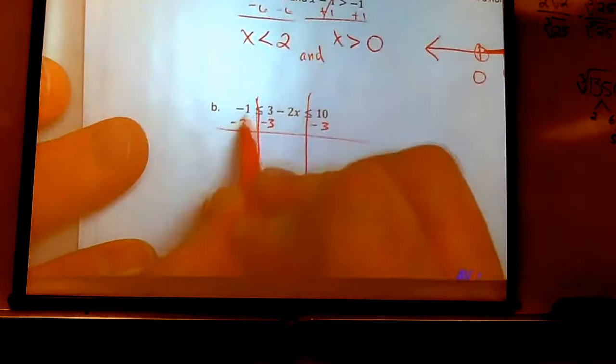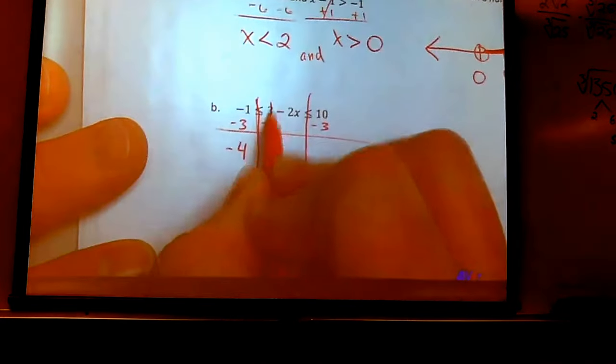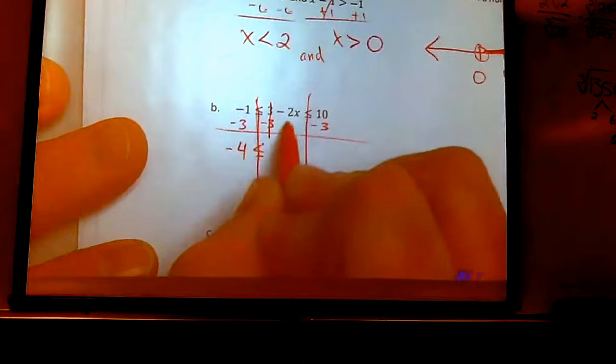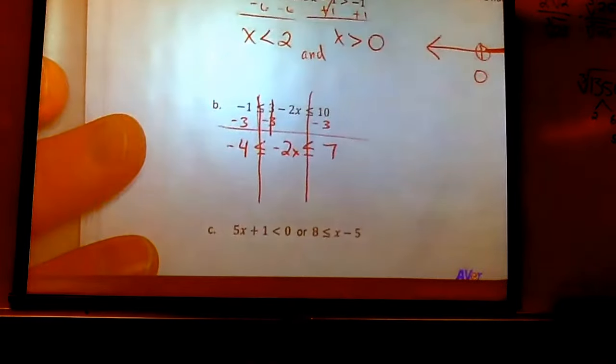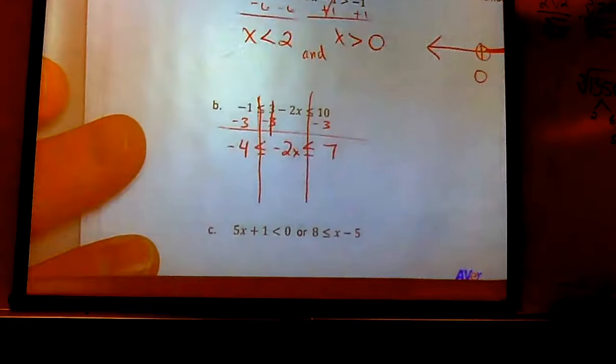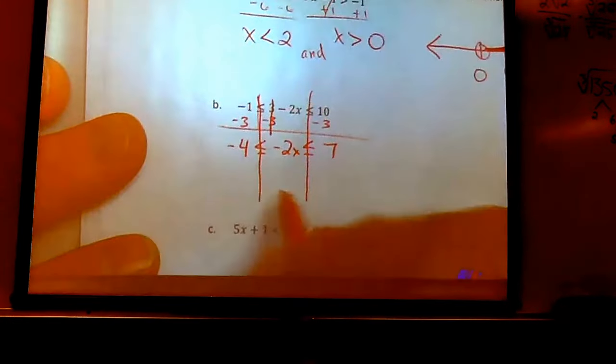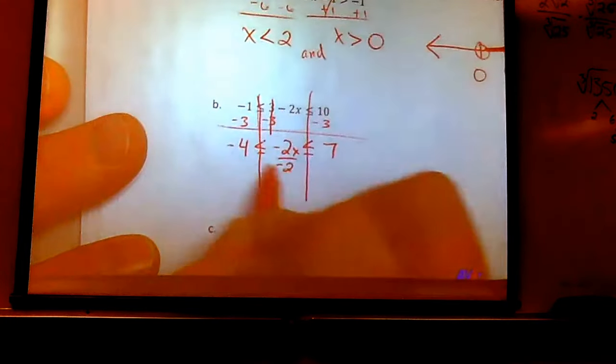Okay, so negative 1 minus 3 is negative 4, that's 0. You got negative 2x, and you got 7. Well, let's see. What would we do next, Robert? Divide by negative 2. Divide by negative 2 on all 3 of them, yeah?